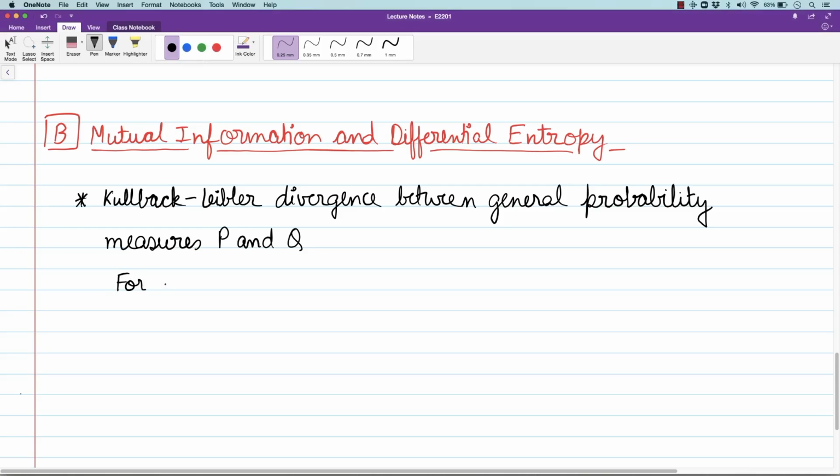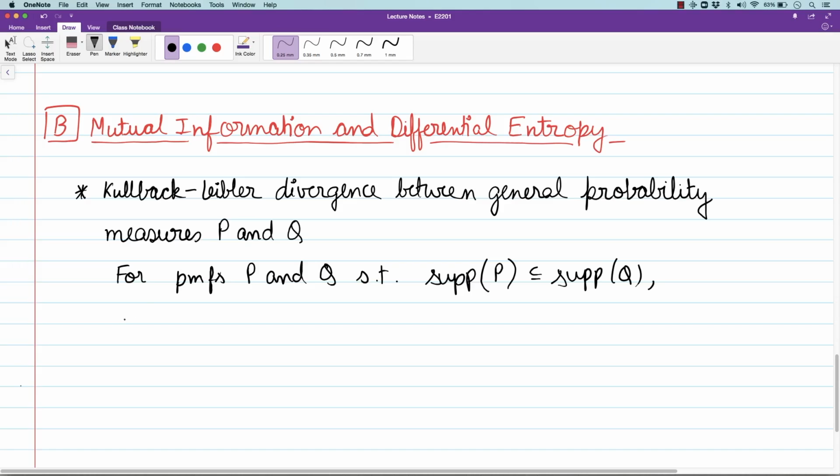for two PMFs, probability mass functions, P and Q, such that support of P is contained in support of Q, if I give you any set A and ask you to compute its probability, actually, support of P is contained in support of Q. So let's say I ask you to compute P of A, which is summation over x of P(x).